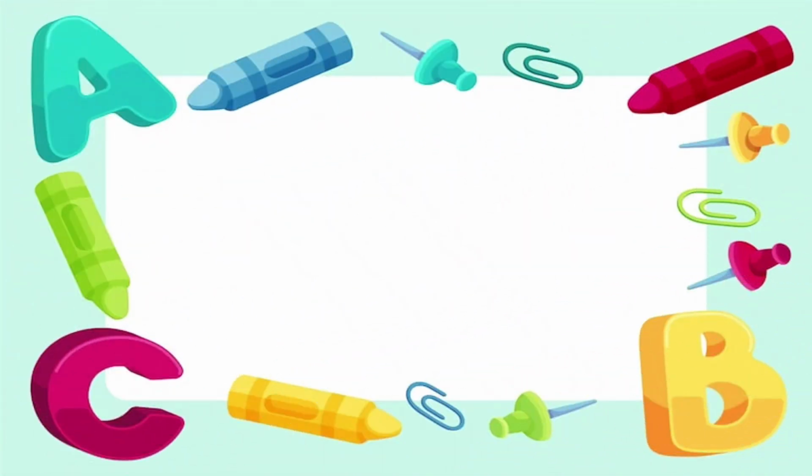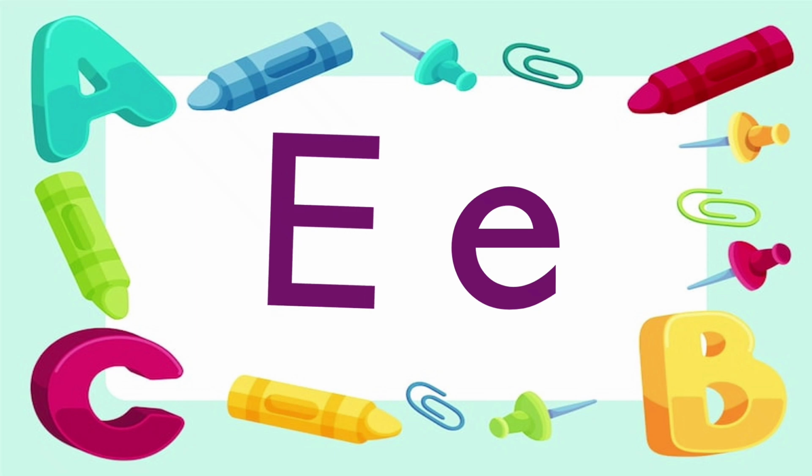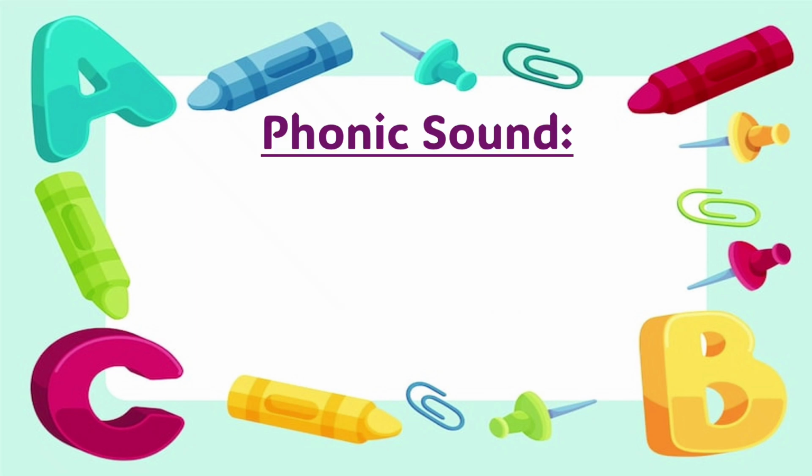Let's see who is next. It's E. It comes just after D. This is capital E. This is small e. The phonic sound of E is eh. Once again. Eh.